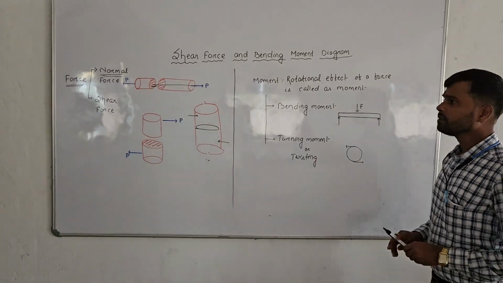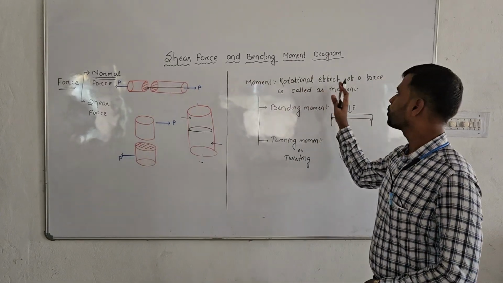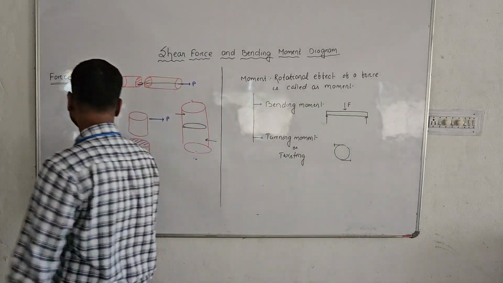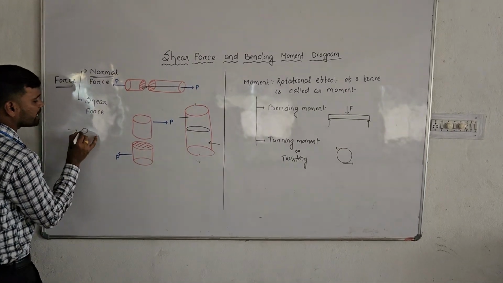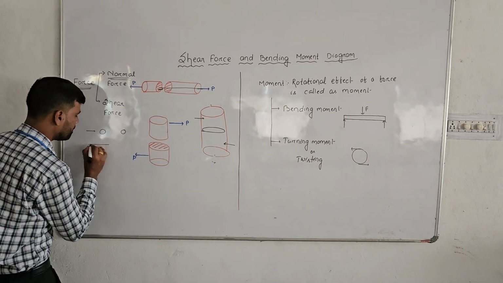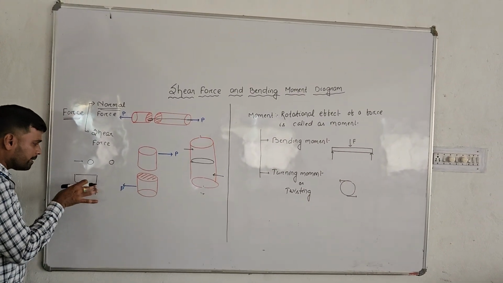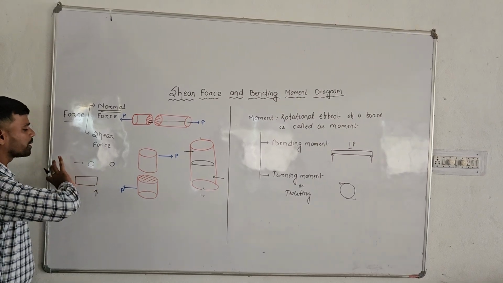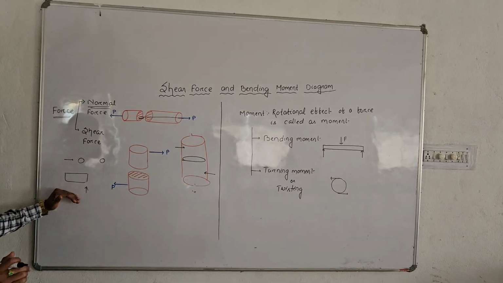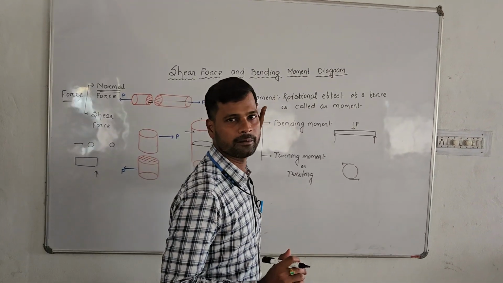Moment means what? Every force has a linear effect and it has a rotational effect. Rotational effect means what? Suppose here is a member, I applied the force and the member moves in this direction. This is the linear effect. And here is a member and I am applying the force in this direction. Then this member has a tendency to rotate in this direction. This type of effect is called the rotational effect of a force. This rotational effect of a force is called the moment.